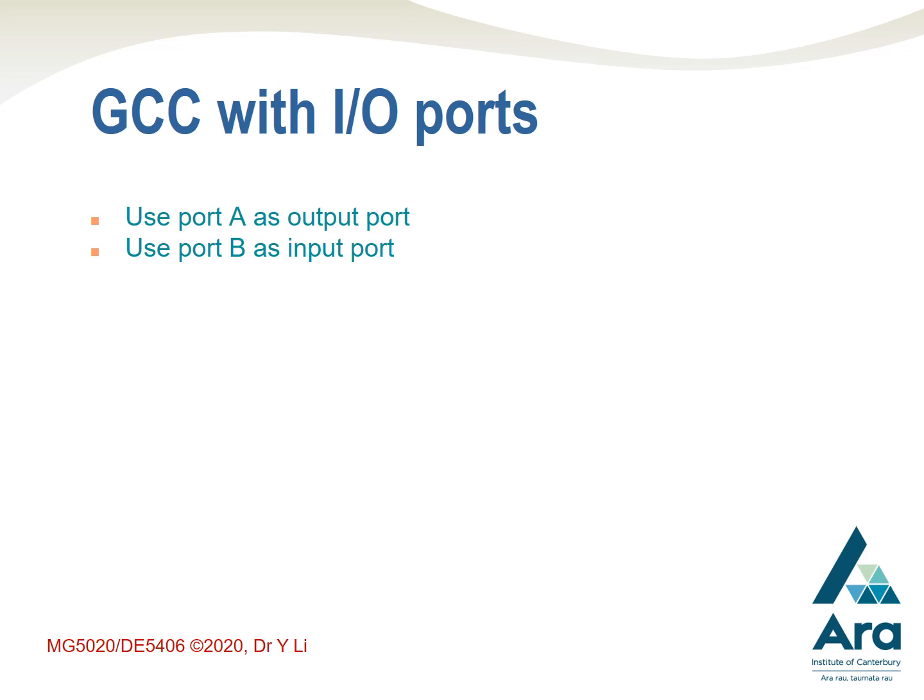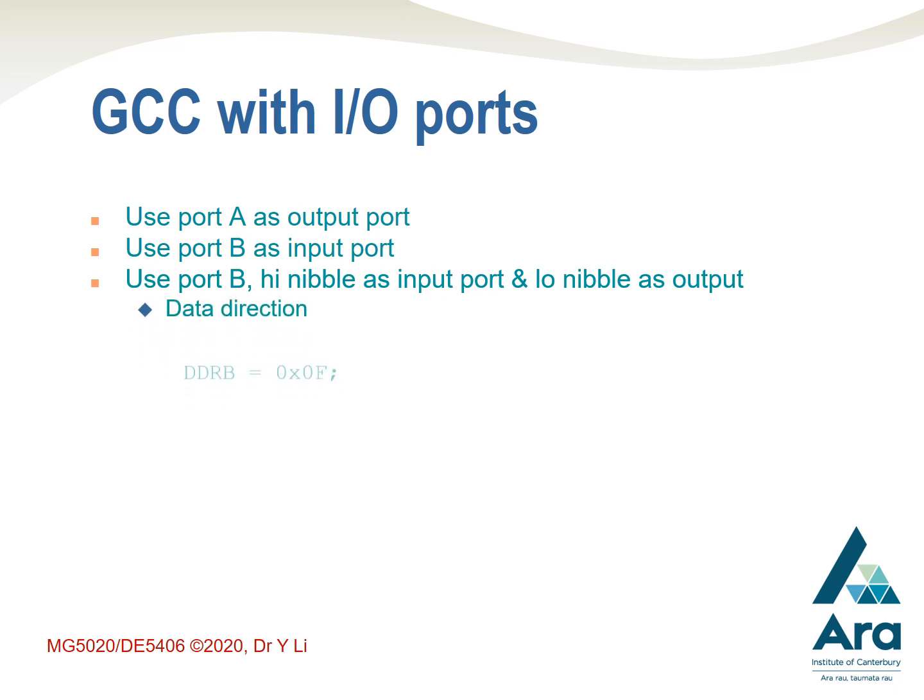An I/O port doesn't have to be entirely input or output. We can use part of the port as input and the other part as output. Say we use port B, its high nibble as input and low nibble as output. For the data direction, the high nibble is set to 0 for input and the low nibble is set to 1 for output.